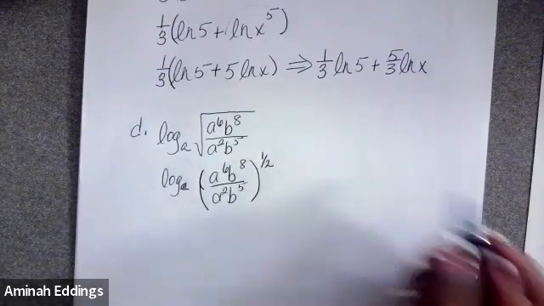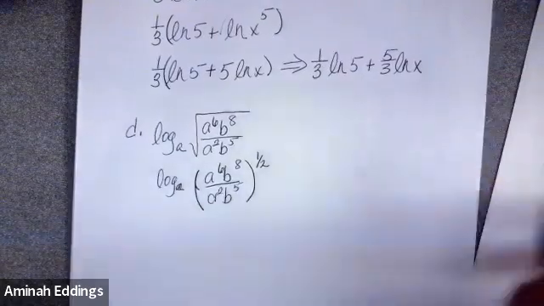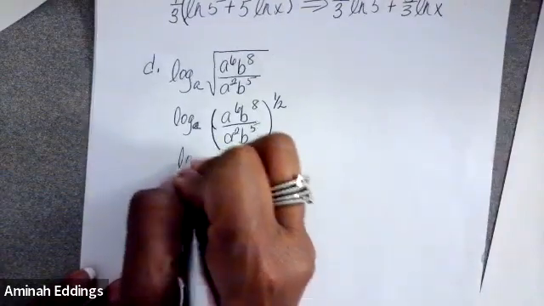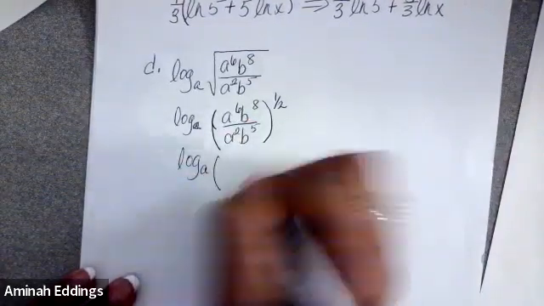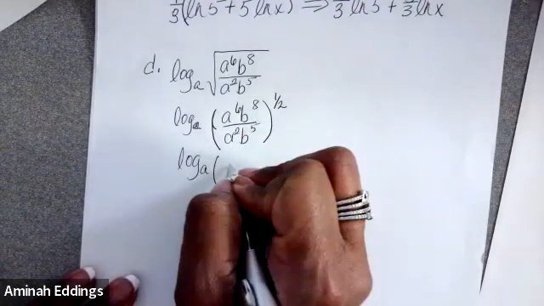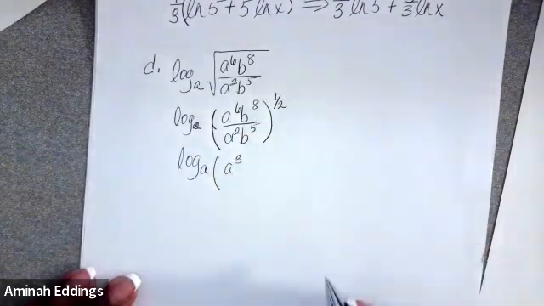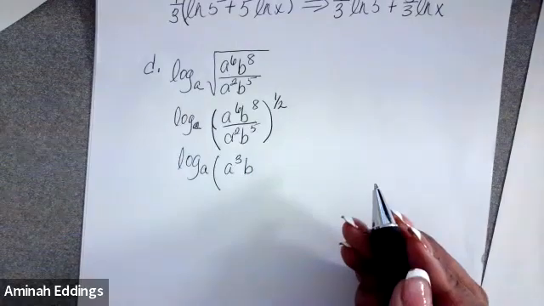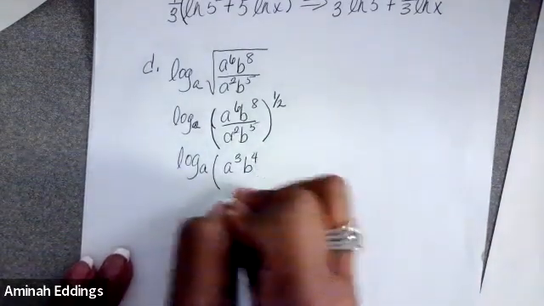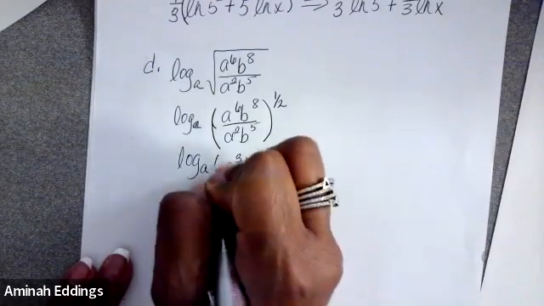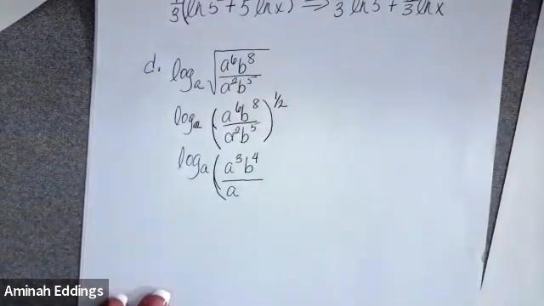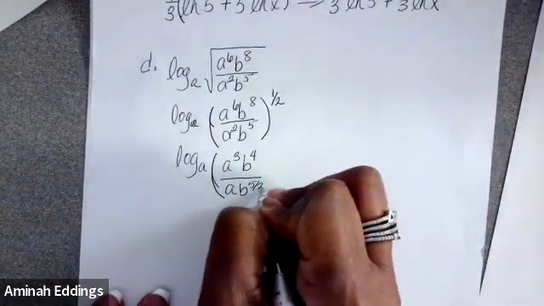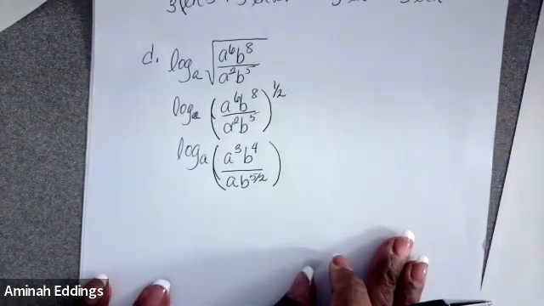And so this will become log base A of 6 times 1/2 is A to the 3rd power. B, so 8 times 1/2 is 4. Good. So B to the 4th over A to the 1st, B to the 5/2 power. Okay.